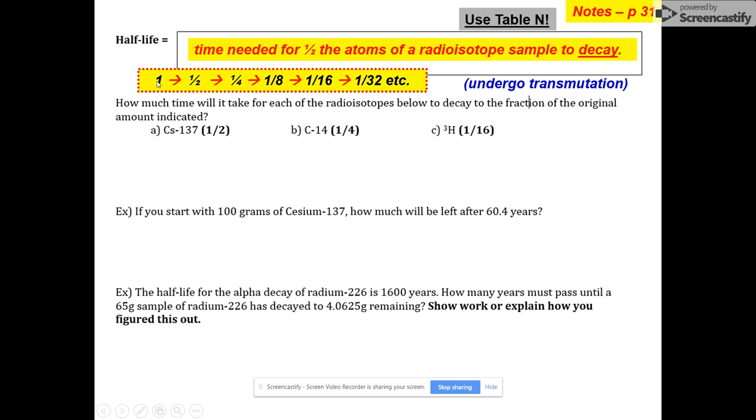We start with one whole. After one half-life, we have half left. After another half-life, we have a fourth, because it's half of a half. Then next half-life, we have an eighth, half of a half of a half. Next half-life, we have a 16th, half of a half of a half of a half, etc.